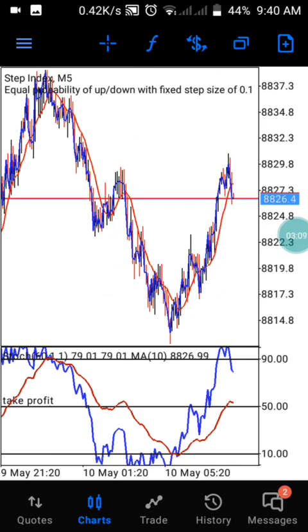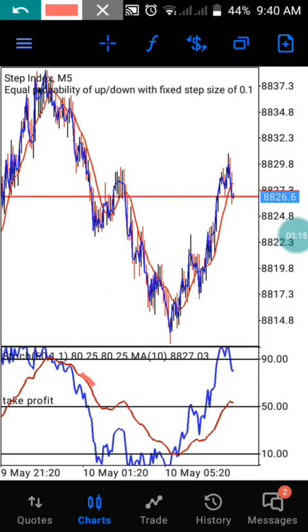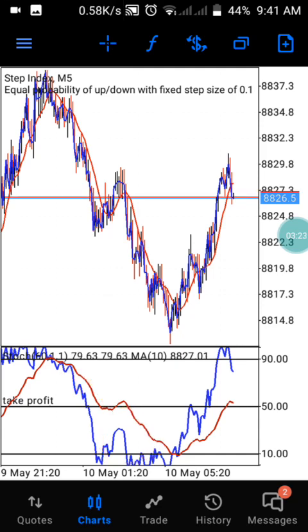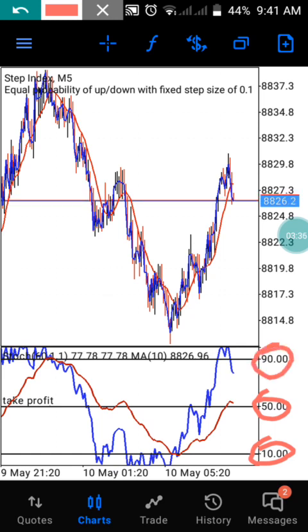So now, what are the rules and the guide for you to trade this successfully? As we know, this is our moving average, the red line we see here, and we have the oscillator, which is the blue line that we see here. We are going to be checking two very important levels: the level of 10, and our 50 level, which is going to be our take profit, and our 90 level, which is going to be our second take profit.